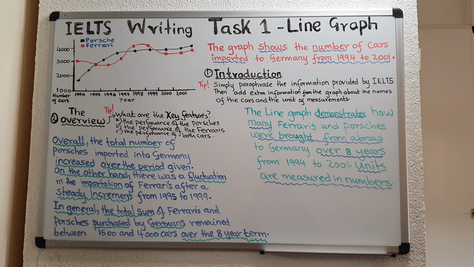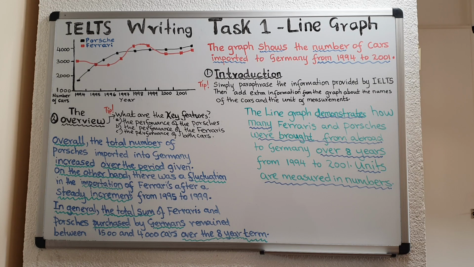So, in general, when you look at the total sums of Ferraris and Porsches that were purchased by the Germans over the whole 8-year term, you notice that it is between 1,500 and 4,000. It's not below 1,500. So, you notice now I have used "in general". That means that I am generalizing the information.